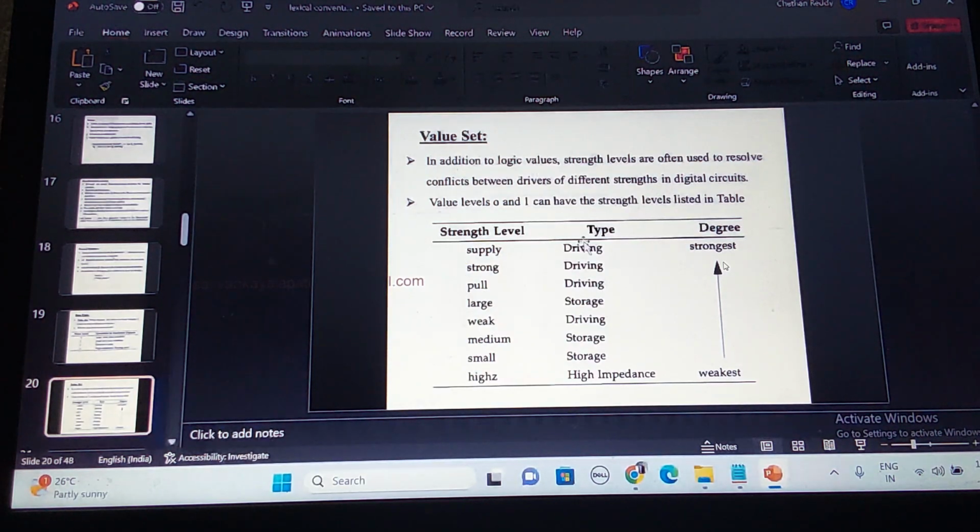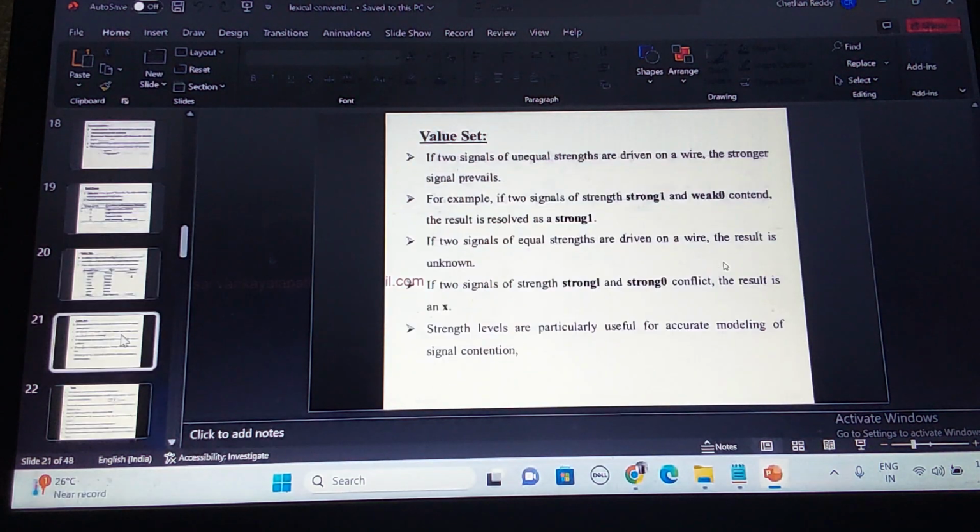So in addition to the logic values like 0, 1, X or Z, the strength levels are often used to resolve conflicts between drivers of different strength in digital circuits. This single strength will be used. So value levels 0 and 1 can have a strength level taken into account. Okay. Now let us take one example of the strength level, for example, two signals of strong 1 and weak 0.